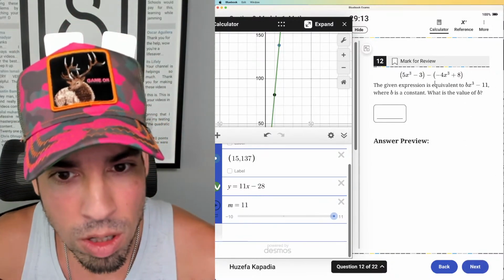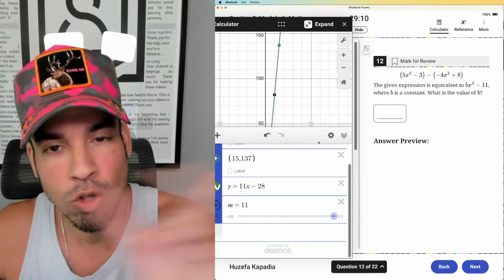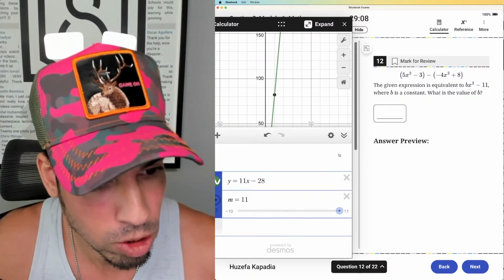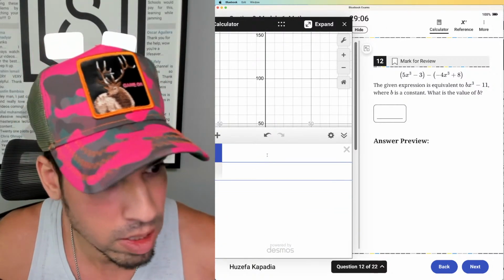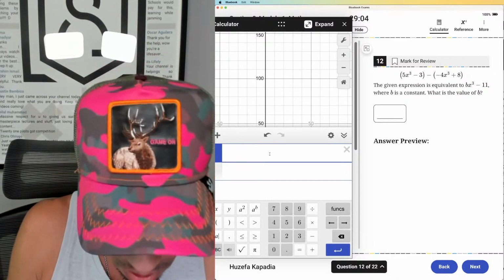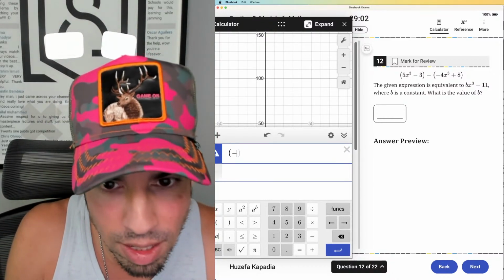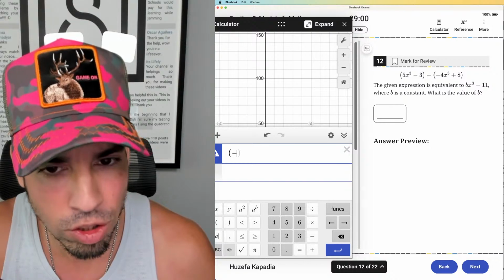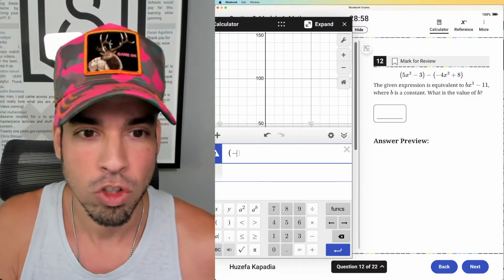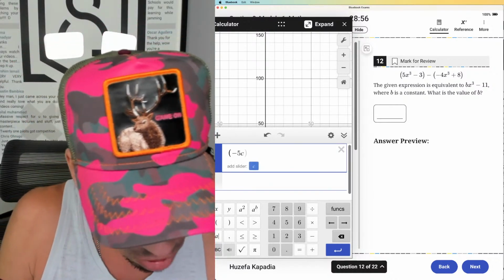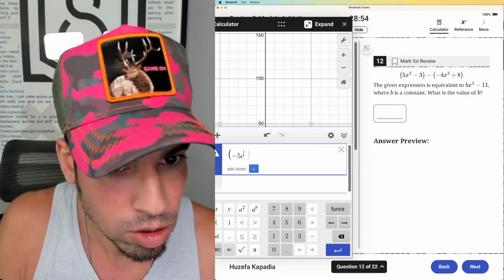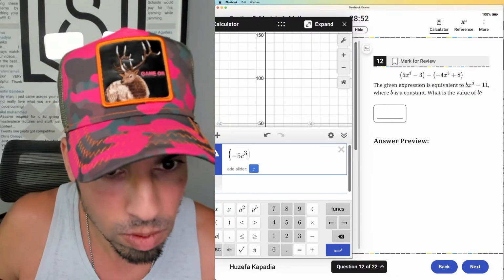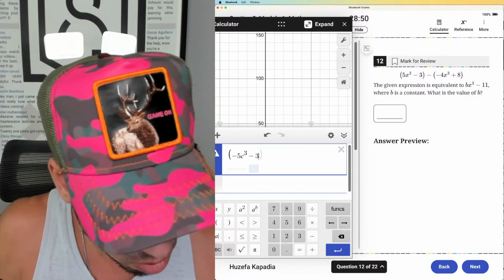Okay. This one is equivalent to this. Okay, wait. You can use Desmos for this too. Watch this. Watch this. So when we're talking about equivalent expressions, right? Instead of using x, I'm going to use c, okay? Because you can set, what's it called? Minus 3. Oh, hold on one second.